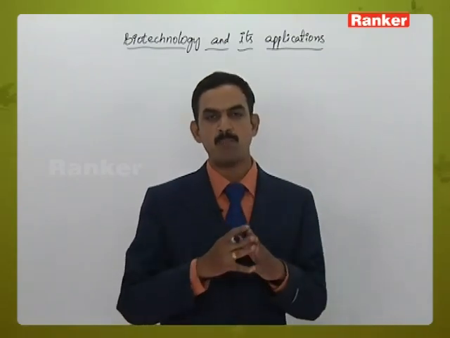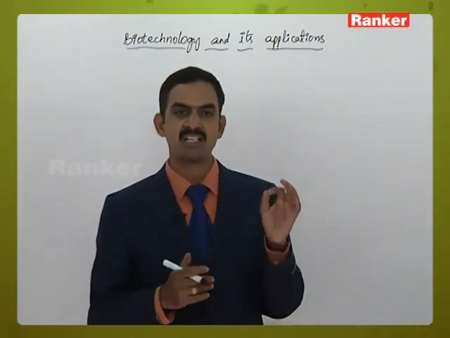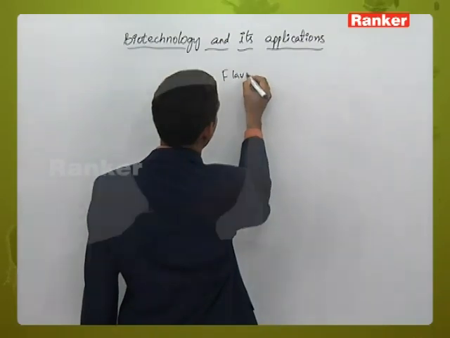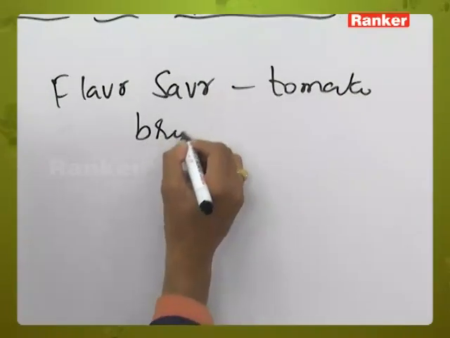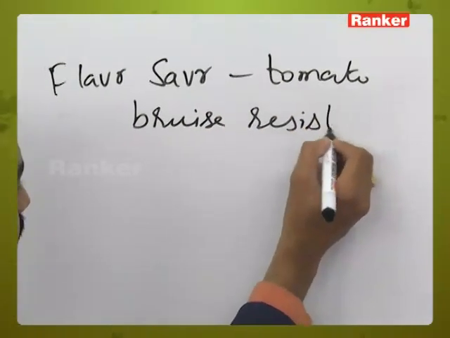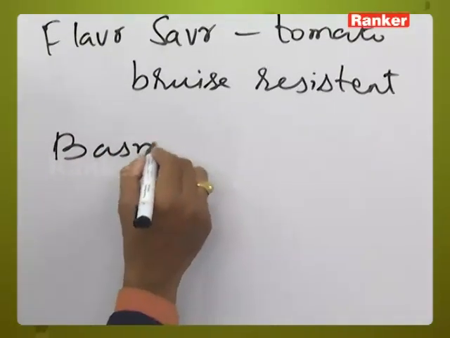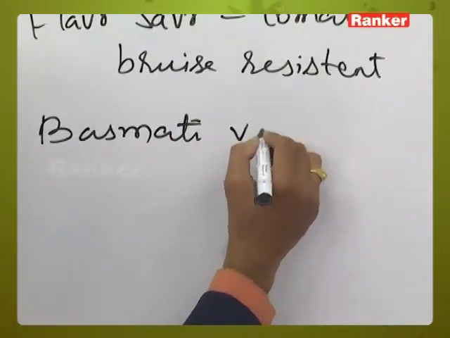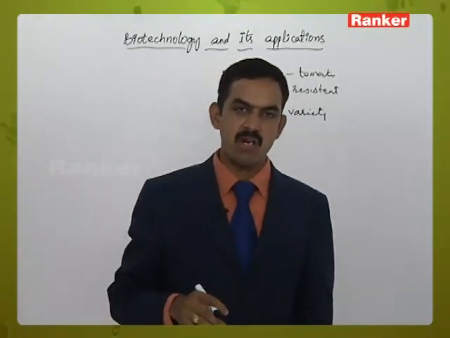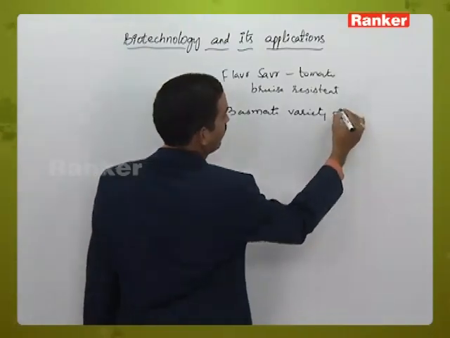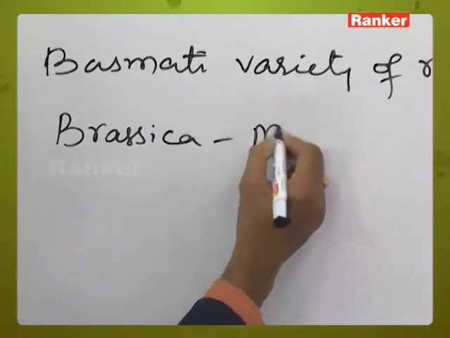Coming to the flavr savr variety of tomato, which has a bruise resistant property. So likewise this is one other character. And the next one is, we know that basmati varieties of rice are there. The basmati variety of rice has the ability of resistance against biotic and abiotic stresses. Okay. Then coming to the next one, that is in brassica, production of male sterile plants.